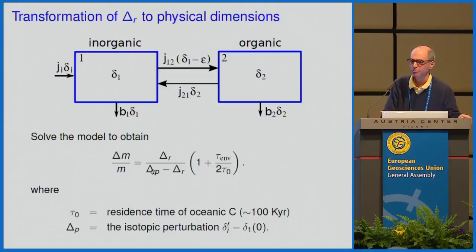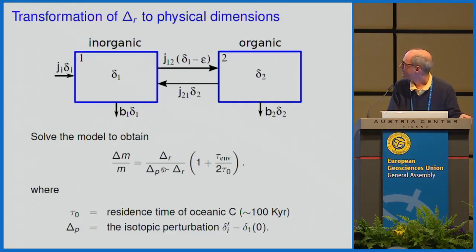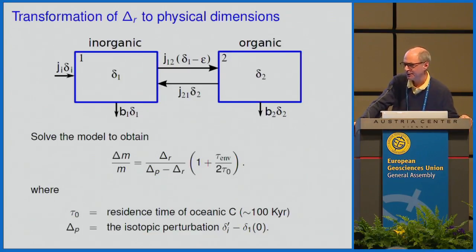This is the imposed perturbation by the model, and that is that we'll assume that the light isotope is coming from remineralized organic matter. Right, and so this prefactor over here is exactly what geochemists would call isotopic mass balance for an instantaneous change. Imagine if you dump a lot of light carbon into the ocean and you measured its isotopic composition before and after, you can back out how much you dumped into the ocean, and that's all that prefactor says.